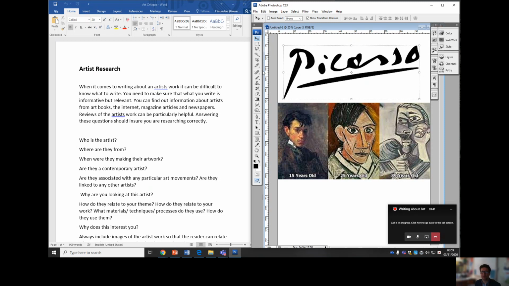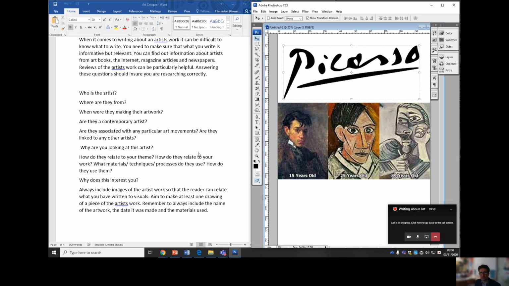First of all, why are we looking at Picasso? Well, we're looking at Cubism at the moment, and that's going to be our strong link to Picasso. That also brings you on to what links you with the theme. We're looking at the theme of still lives through Cubism. Why does the artist interest you? Well, obviously, you're doing a project on Cubism, so this artist is one of the most relevant artists you could choose.